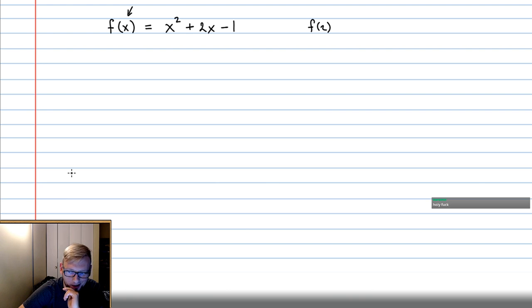Then I'm always like, why are you confused? You just plug in 2 for x. Or what's f of x plus 2? That's when they get even more confused. They don't know what to do.